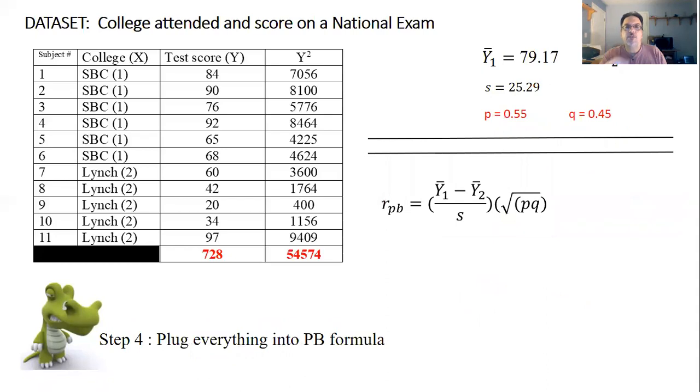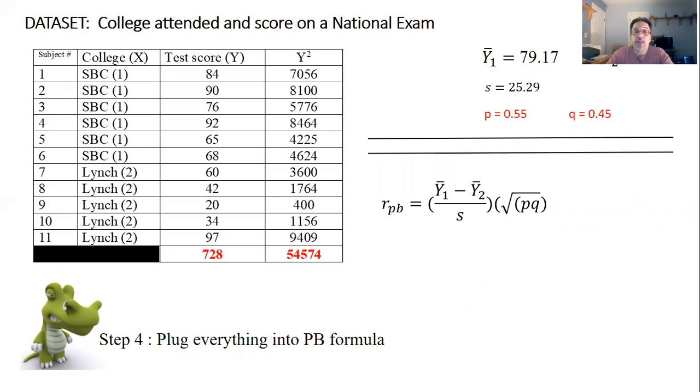All right, solving gives us a P value of 0.55. So 6 out of 11 scores, 6 divided by 11. And for the Lynchburg scores, Q is equal to 0.45. 45% of our group comes from Lynchburg, 55% of our group comes from Sweetbriar.